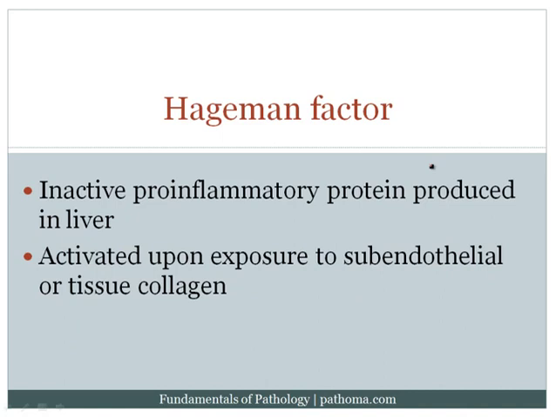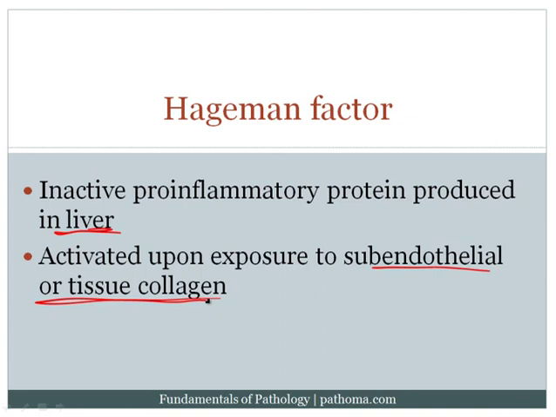The next of the acute inflammatory mediators is Hagemann factor. Hagemann factor is an inactive pro-inflammatory protein that's produced in the liver, and it gets activated upon exposure to subendothelial or tissue collagen. So this is one of the important factors that helps to activate acute inflammation. And I would say, if one important thing for examinations that you want to remember about Hagemann factor, I would say that Hagemann factor plays an important role in DIC, especially in severe gram-negative sepsis. So when there's severe gram-negative sepsis, the gram-negative organisms also have the ability to activate Hagemann factor, and that activation of Hagemann factor plays an important role in DIC.